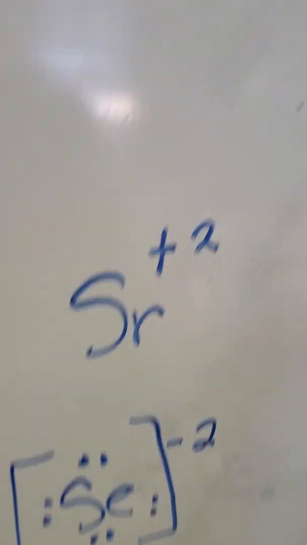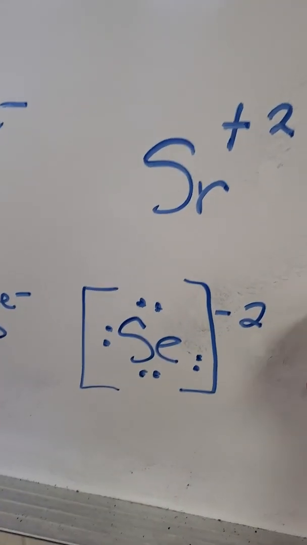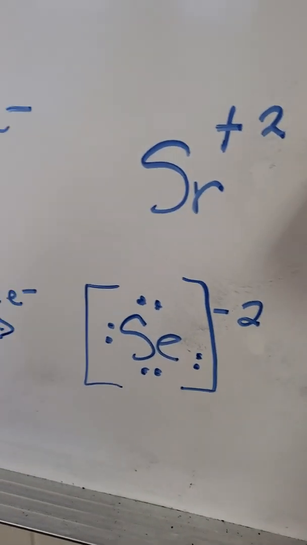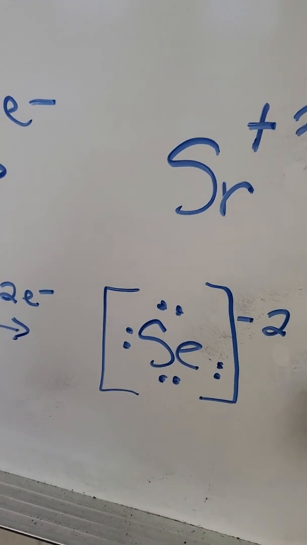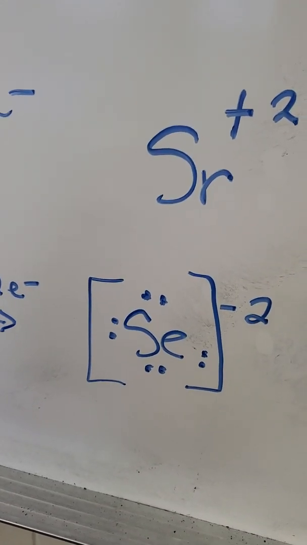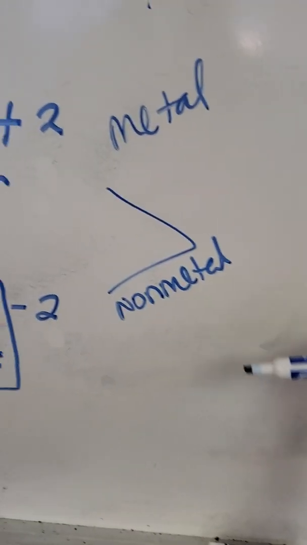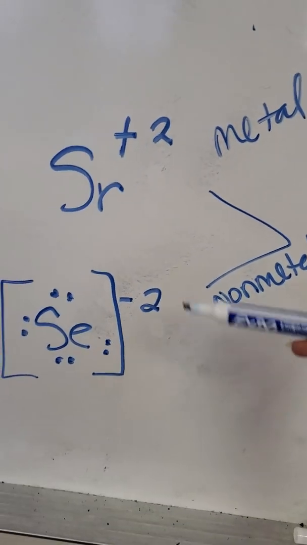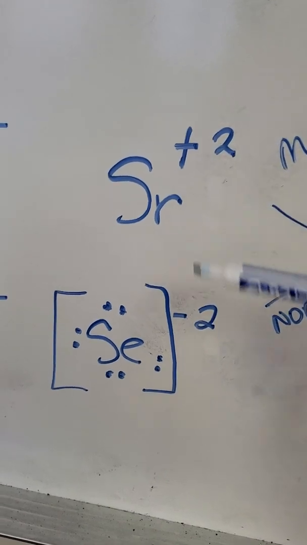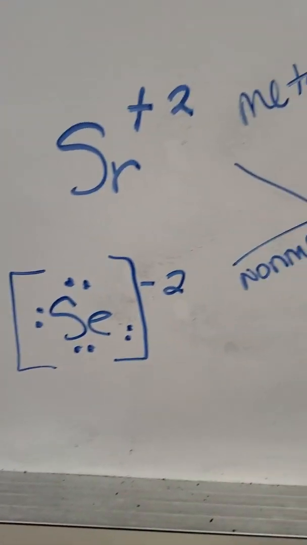Well, now let's see what happens when these two come together and form an ionic compound. So here I have my metal. Here I have my non-metal. I know that metals and nonmetals come together to form ionic compounds. I also know that these opposite charges are going to attract. So I'm going to put them together.